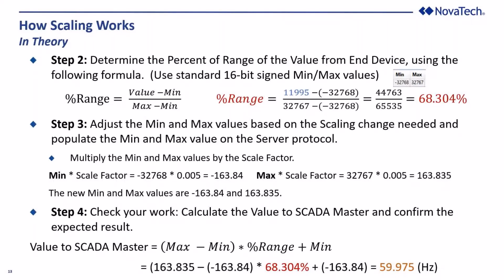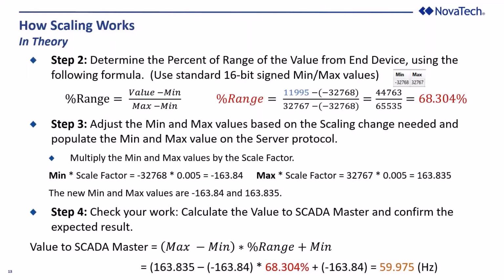So those are going to be your new min and max values in your server port for that data point. And if you want to check your work to see what value is actually being sent to the SCADA master based on that scaling, simple equation: maximum scale minus minimum scale times your percent full range plus the minimum value. And working out that math, you can see that we've got the 59.975.